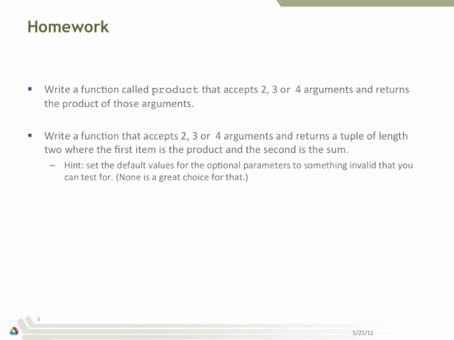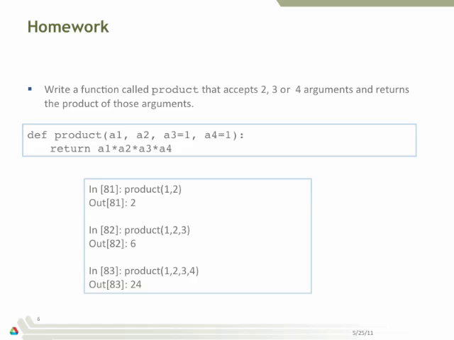Okay, and then in terms of writing functions, I asked you first to write a function called product that accepts a variable number of arguments and returns the product of those arguments. And then later I asked you to do something a little bit more complicated, where you actually have to think a little bit about how you're going to handle the adjustable number of arguments. First one's pretty easy. I can do it right here in one line.